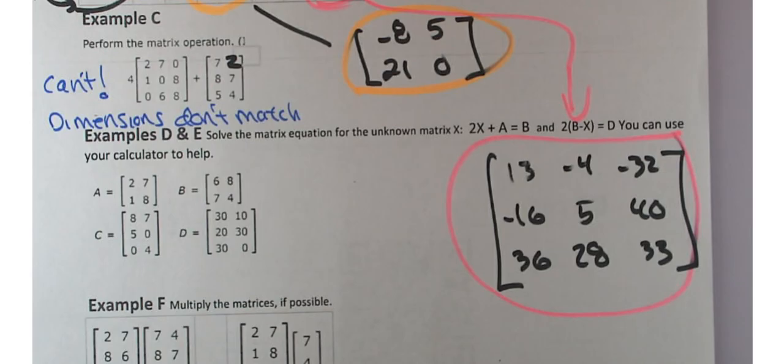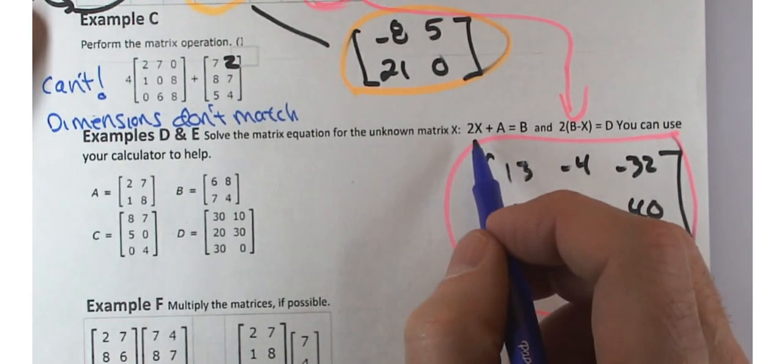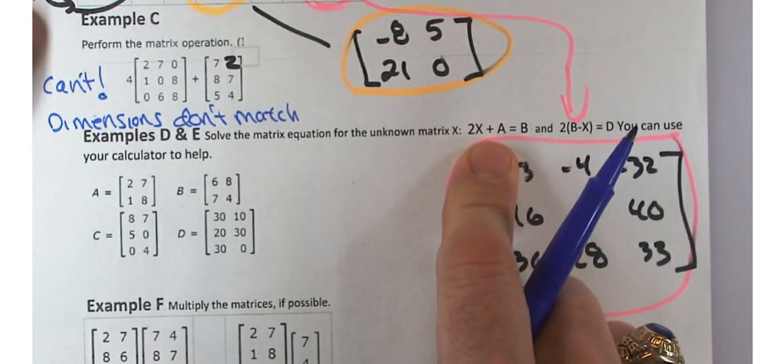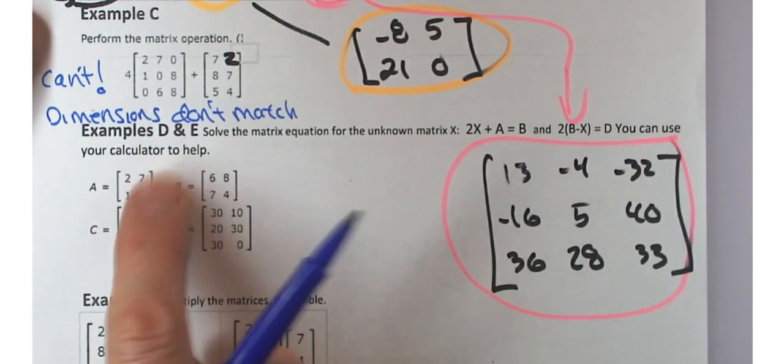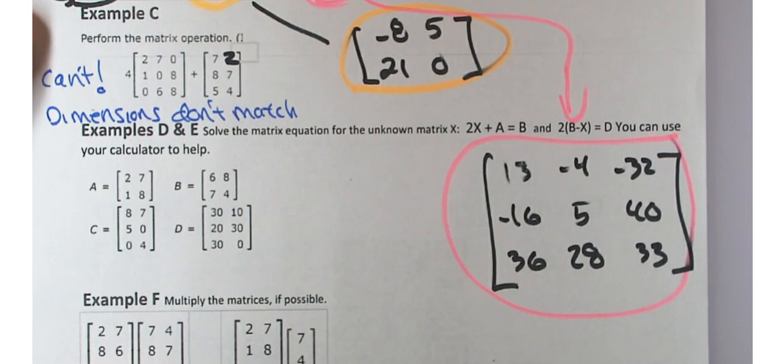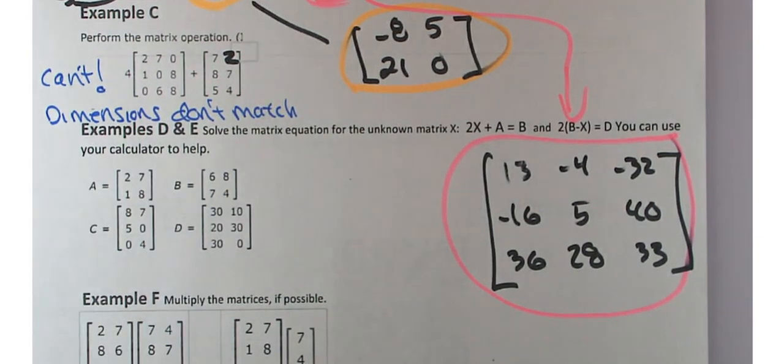Now what we're going to edge closer to is multiplying matrices and using matrices to solve systems of equations. But we're not quite there yet. That's mostly in section 10.5. But let's take a look at this one. 2x plus A equals B. Here's your A and B. Those matrices are of the same dimension, so that bunch is good. Let's see what happens when we try and work with that.